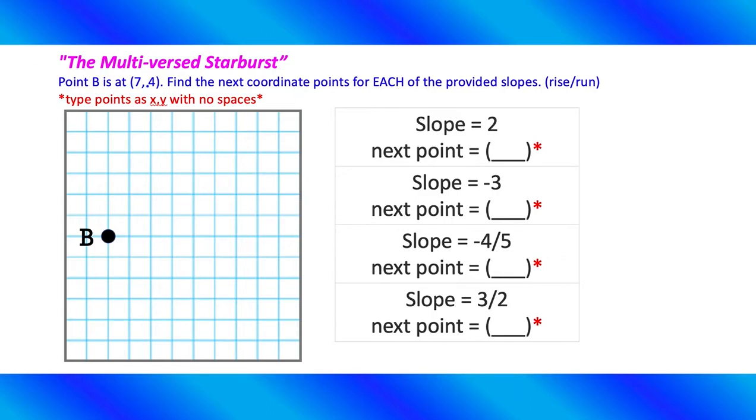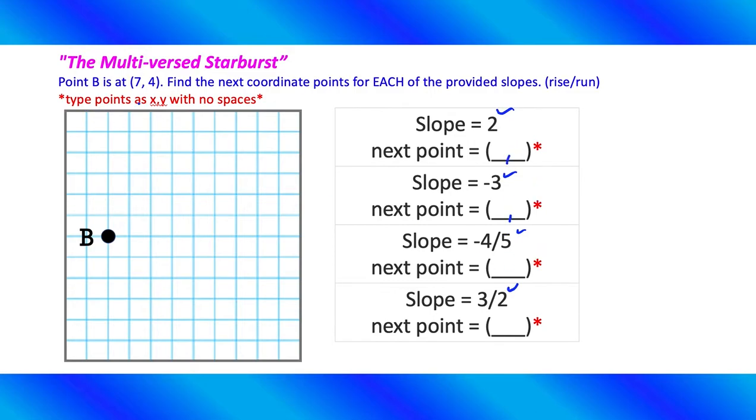Point B is at 7, 4. Find the next coordinate points for each of the provided slopes. So here's what's going on, students. We're starting at point B, and then we're going to move by 2, by -3, by -4/5, and then 3/2. We're going to move by all of these slopes, and I want you to find the next coordinate point.